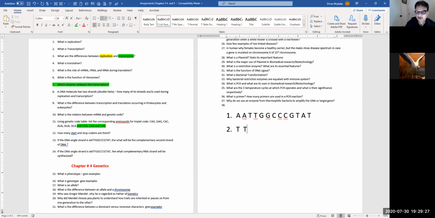For A, T. For T, A. Again A. For G, C. Again C. G. G. C. A. T. A. So if this is the sequence of nucleotides on the first strand, the sequence on the second strand will be like this, TTA.